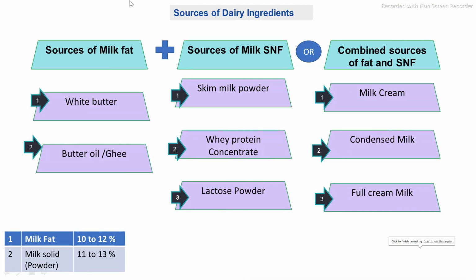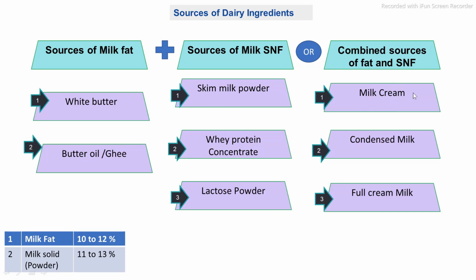For the selection of the dairy ingredients, the main category includes three groups: first, the source of fat; then the source of SNF; or maybe a combination of source of fat and SNF. And these are the examples. For example, if we select full cream milk, then we must know its initial fat percentage and SNF percentage. As per the final requirement, we can add external fat or whatever amount of skim milk powder is required to this full cream milk and then prepare the ice cream.